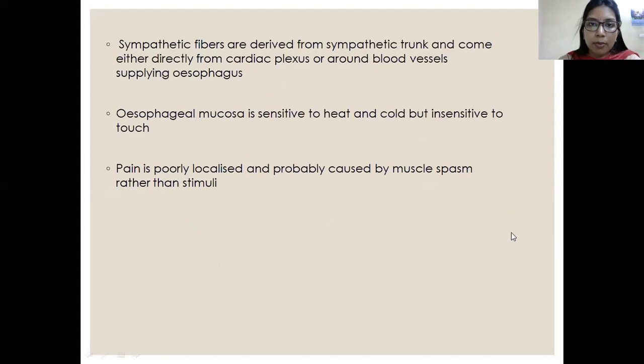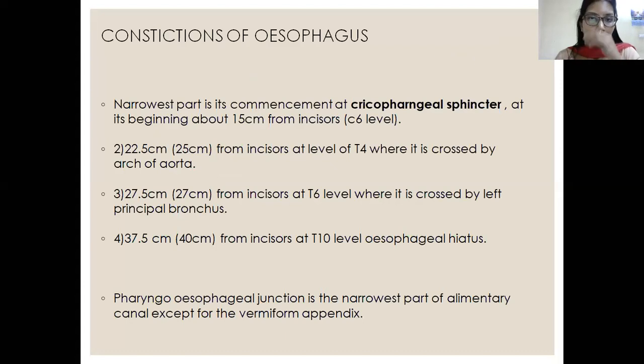So the sympathetic fibers are derived from sympathetic trunk and come either directly from the cardiac plexus or around the blood vessels supplying the esophagus. This esophageal mucosa is sensitive to heat and cold but insensitive to touch. The pain is poorly localized and majorly the pain we feel is usually caused by muscle spasm rather than by stimuli.